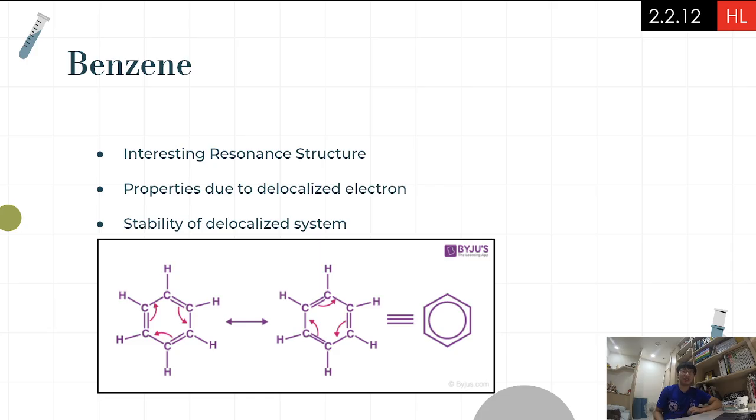Remember, it's a resonance structure. It has two potential possibilities and they exist at the same time. And this special benzene shows how, in this delocalized system where it's in a hexagon, the double bonds switch with each other, and that's how it becomes very stable. And we'll look at some properties here.